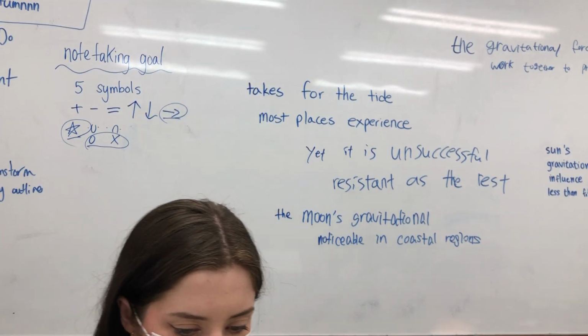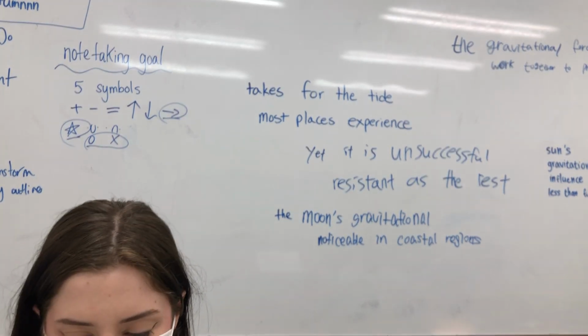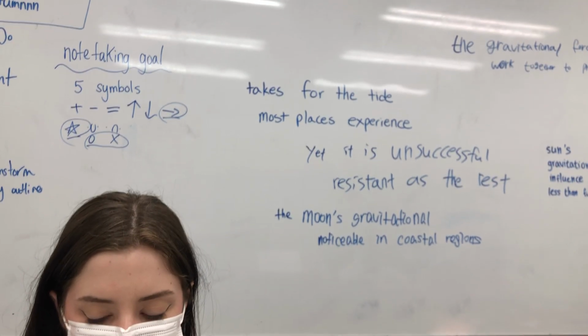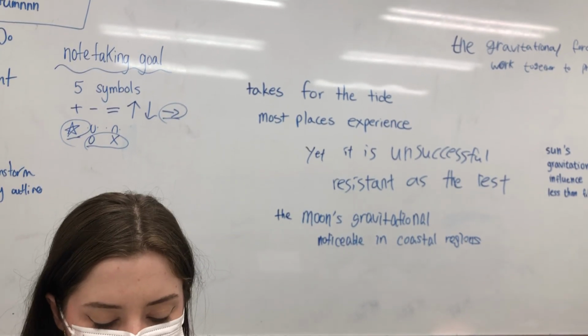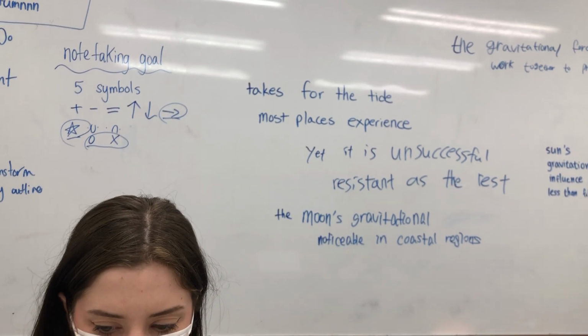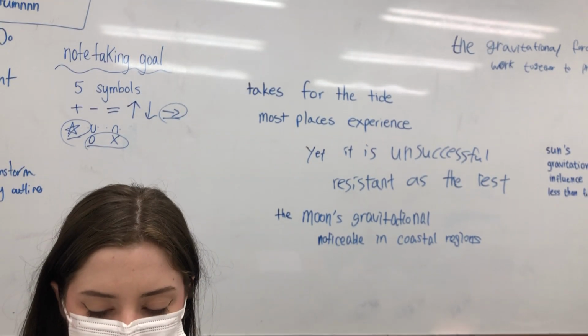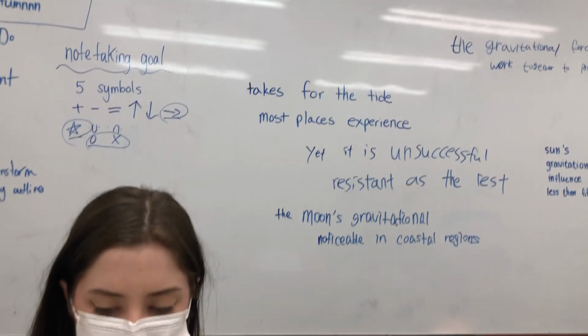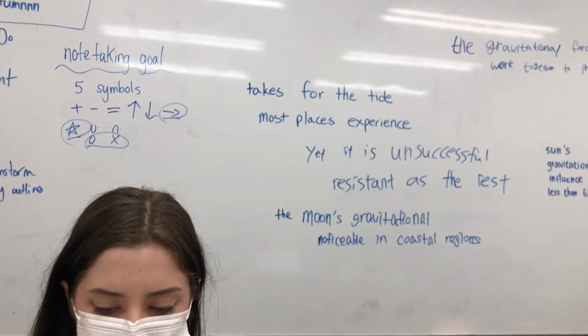Here's an example. During a full moon or a new moon, the moon, sun, and Earth are all in conjunction. That is, they're all lined up with each other. During these times, the gravitational forces of the moon and sun work together to produce the highest tides each month. These are called spring tides, and they happen twice a month.